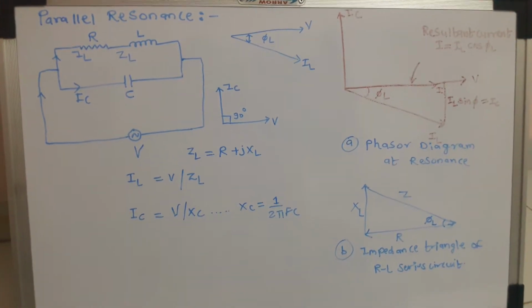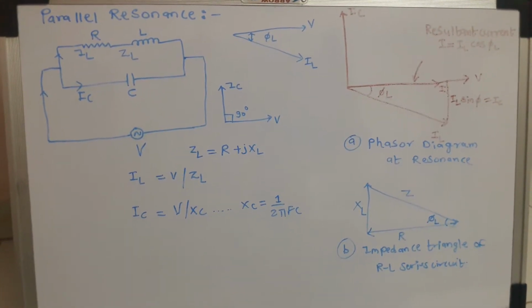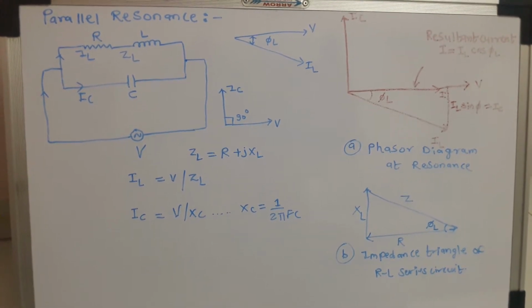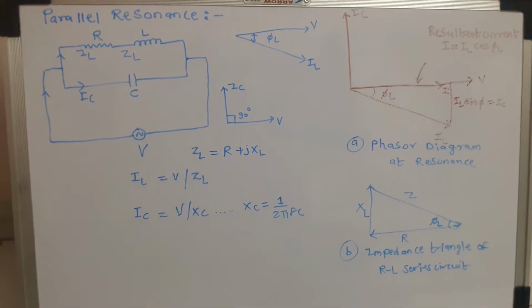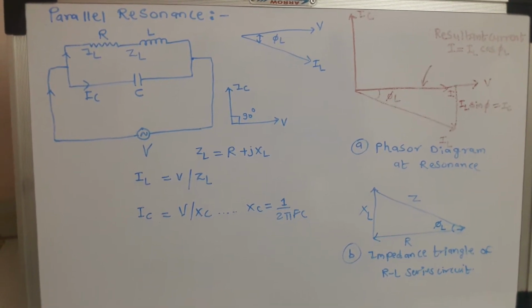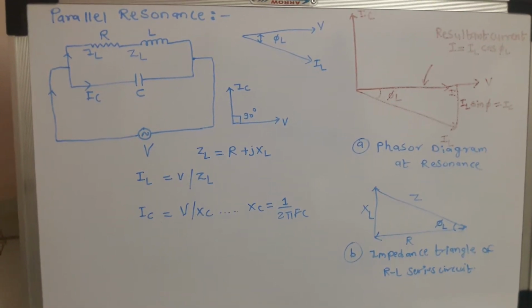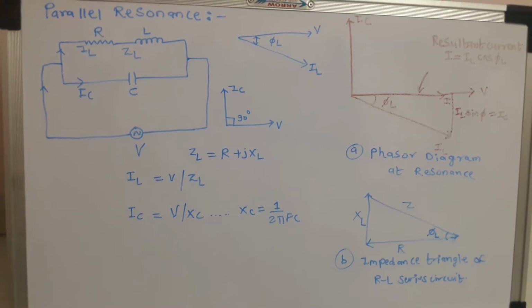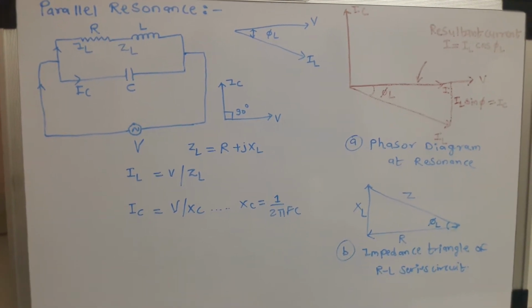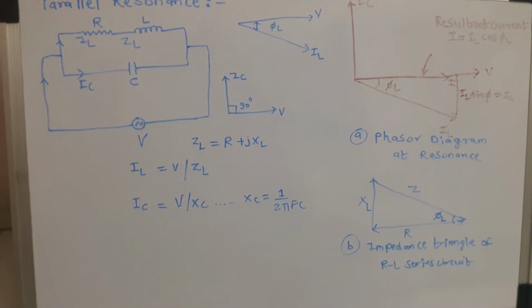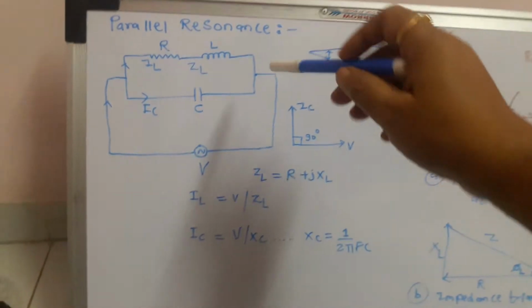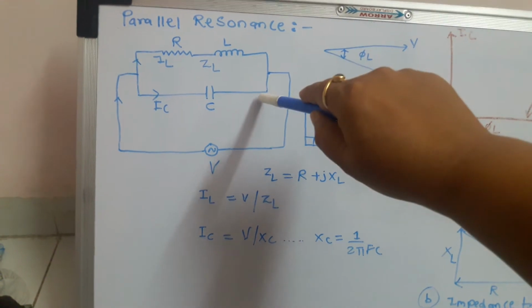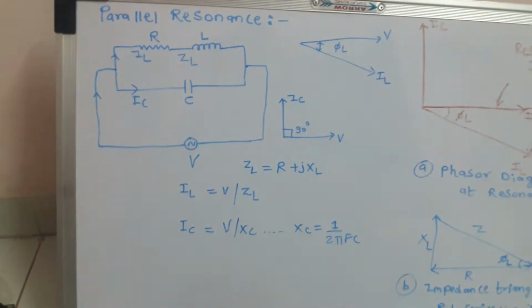Hello friends, let us study the current flowing through each branch of a parallel resonant circuit. As shown in the figure, a resistance and an inductor are connected in series, in parallel with a capacitor, and the entire combination is in parallel with the supply voltage. So we can say the upper branch is branch 1 and the lower branch is branch 2.